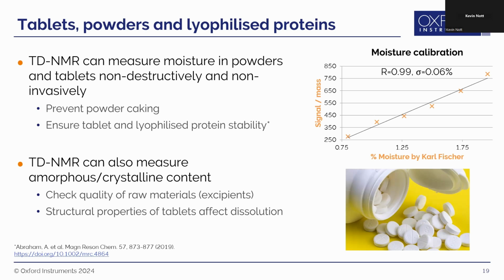Furthermore, it's a bulk measurement, therefore sample uniformity is less of an issue. And as an example, Abraham et al. measured 16 milligrams, or 5% water concentration, in a lyophilized monoclonal antibody in 5 minutes. TDNMR can also distinguish between amorphous and crystalline content of raw excipient materials and the resulting tablets. And this is important as the tablet structure will affect how the water penetrates, providing pathways for the drug release.